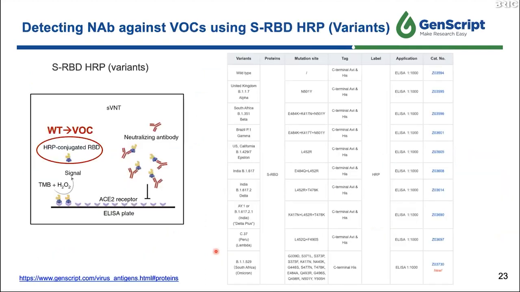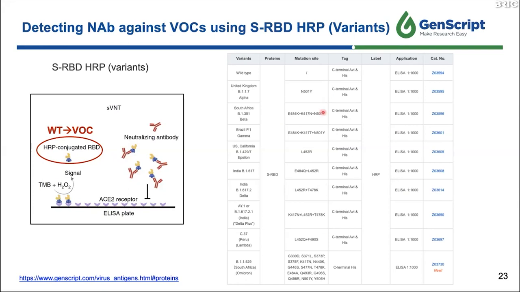Many of you are interested to know whether the SVNT technology can be used to detect the neutralizing antibody level against variants of concern. And the answer is yes. As I mentioned earlier, in the SVNT, we use the HRP conjugated RBD as the antigen. The RBD in the kit is based on the sequence of the wild type, but we also provide reagents of the variant RBD, which can be used as a replacement of the wild type RBD in the kit, so that we can detect the neutralizing antibody against the variant RBD.